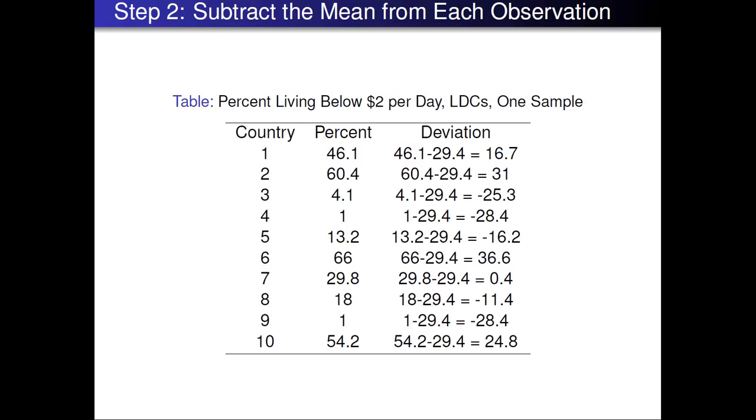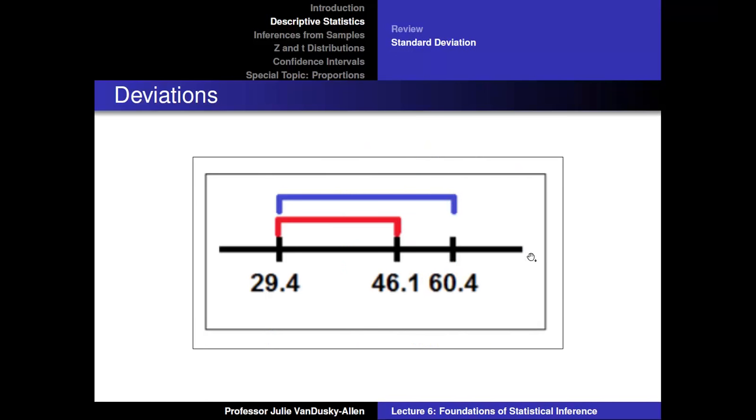Then you subtract the mean, in this case 29.4, from each observation. So for country 1, you calculate 46.1 minus 29.4, which equals 16.7. For country 2, you calculate 60.4 minus 29.4, which equals 31. And you continue this process for each observation. Note that all we are doing right now is calculating how far each individual observation deviates from the mean of 29.4.